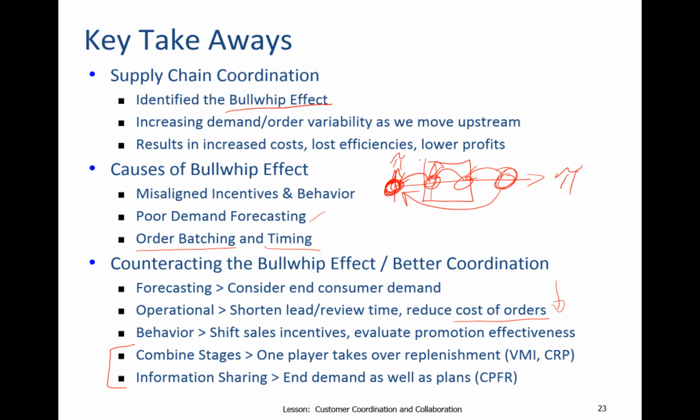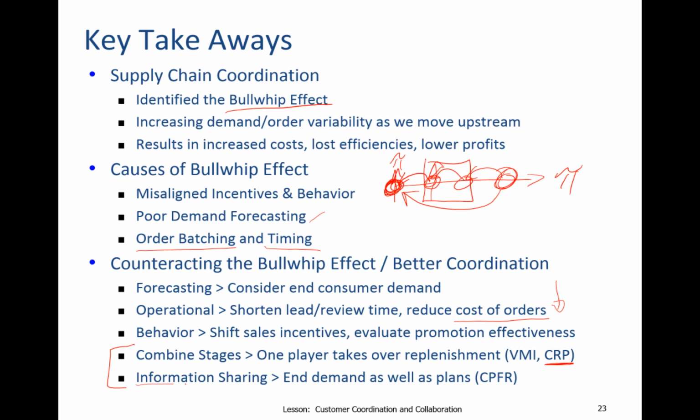So what happens a lot of times is they'll have a provider manage the inventory that goes into the hospitals. And so this is another relationship where someone's expertise for managing the product is better used than the hospital trying to manage that inventory. So you see this very frequently in different flavors. Same thing with the CRP, or the continuous replenishment programs. It's the same idea. You're combining two stages and one of the players is managing the inventory.